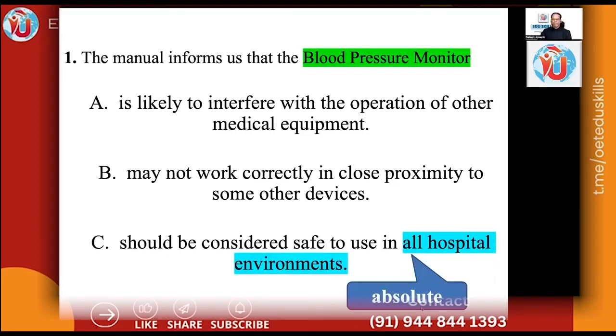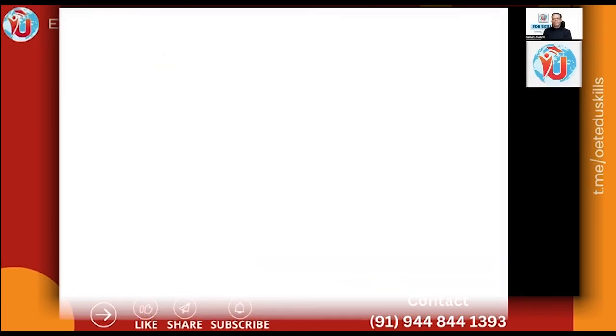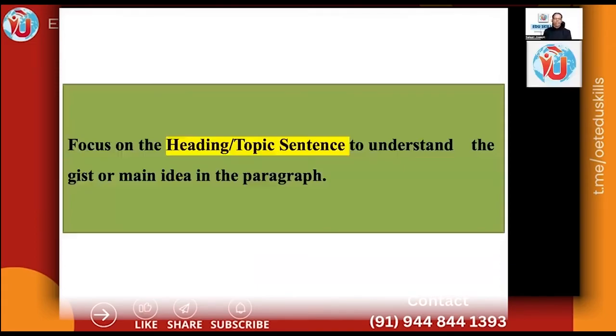And I have put here absolute. If you remember or watch my session on elimination method, as I gave you the elimination method, I told you the first one is eliminate the absolute. If there are absolute extreme answer options given, they can be eliminated immediately because that will never be the answer. That you can watch in the video. Link will be given in the description.